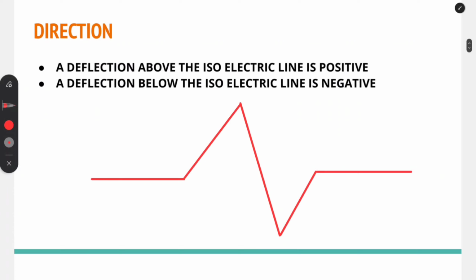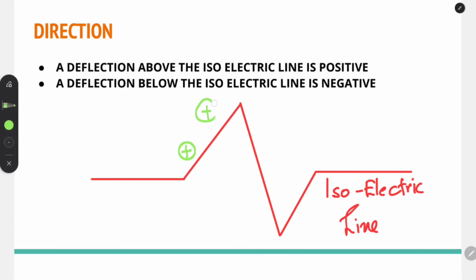A deflection above the isoelectric line is considered positive and a deflection below the isoelectric line is considered negative. What do I really mean by this statement? Let me make it more clear for you. This is what you call the isoelectric line or the neutral line. So whatever is above the isoelectric line is positive. Whatever is below the isoelectric line is negative.